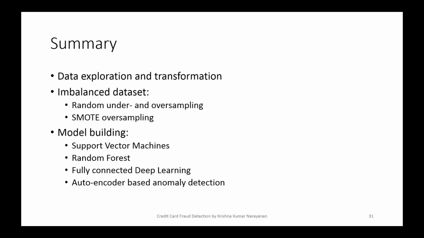So in summary, what we did was give a problem description of the project, followed by data exploration and transformation. Then I addressed the problem of the imbalanced data set and how we balanced the data using random over and undersampling, followed by SMOTE oversampling. The model building was done with support vector machines, random forest, fully connected deep learning, and autoencoder based anomaly detection. These results were compared, along with phases of improvement and what changes were made, and thereby a better performance was achieved.